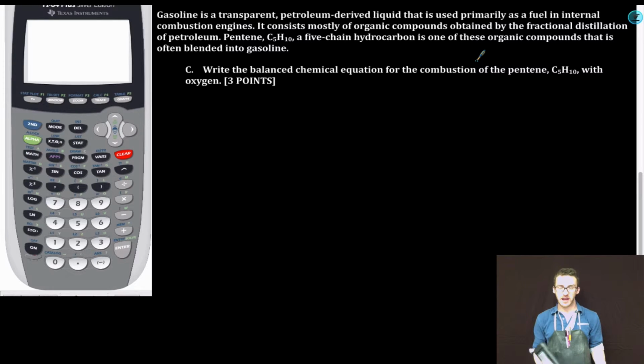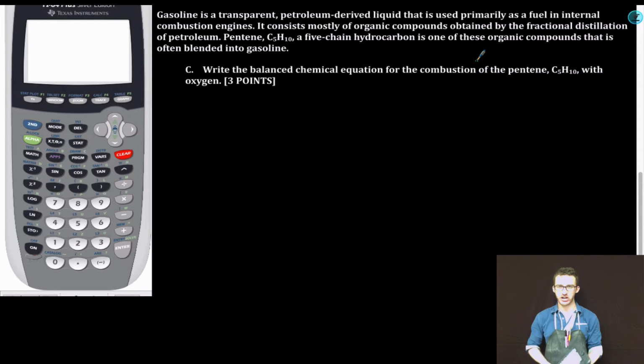Gasoline is a transparent, petroleum-derived liquid that is used primarily as a fuel in internal combustion engines. It consists mostly of organic compounds obtained by the fractional distillation of petroleum. Pentane, C5H10, a 5-chain hydrocarbon, is one of these organic compounds that is often blended into gasoline. Write the balanced chemical equation for the combustion of pentane, C5H10, with oxygen.